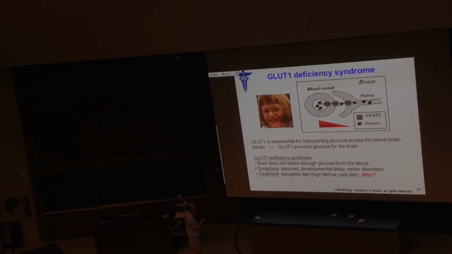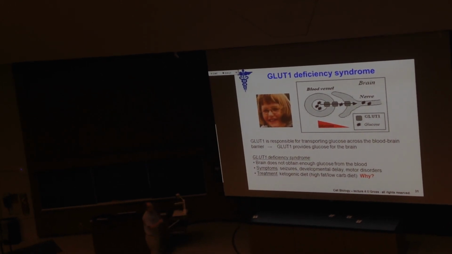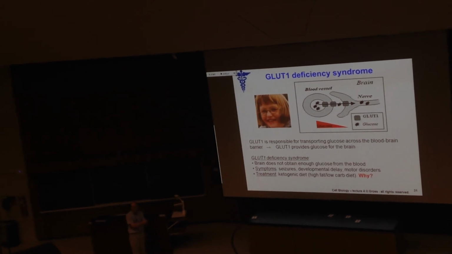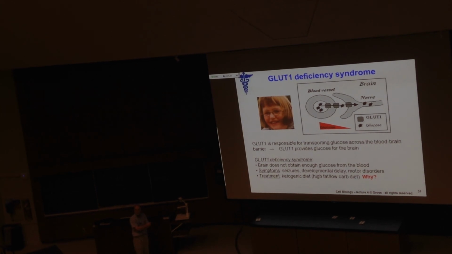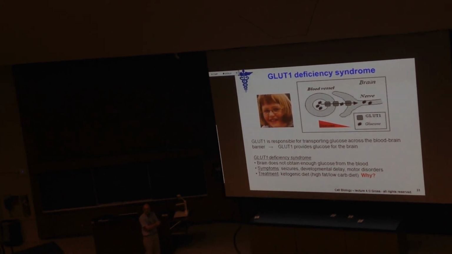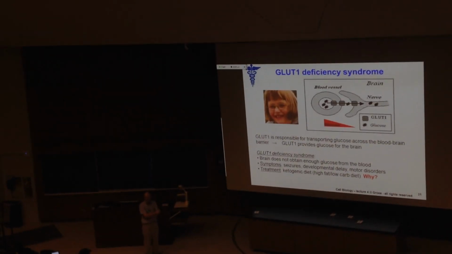In fact, if you have a mutation in GLUT1, then you have a disease, and you can actually treat the disease by having a high-fat, low-carb diet. So why is it that a high-fat, low-carb diet helps in this? So what do the ketone bodies do? So what are ketone bodies versus glucose?